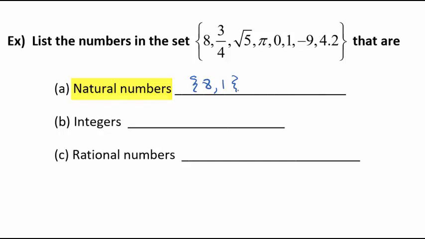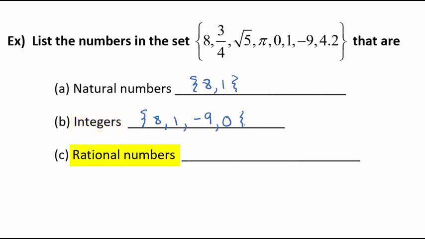And we want all the integers. We know that all the natural numbers are integers. So 8 and 1 are integers. An integer can be the opposite of the natural numbers. So what else can we have here? Negative 9. Can an integer be 0? The answer is yes. So 0 is also an integer. So this one has four numbers: 8, 1, negative 9, and 0.